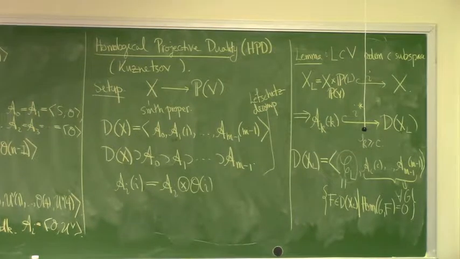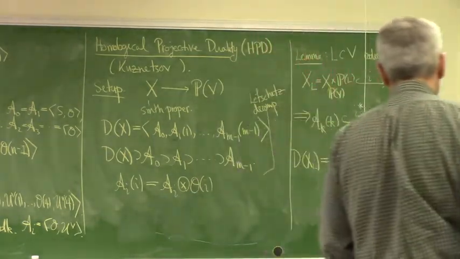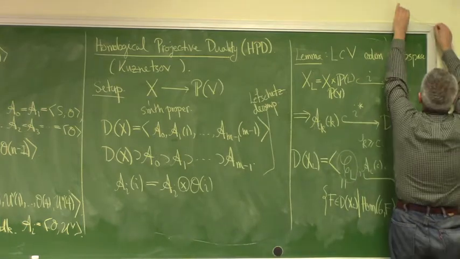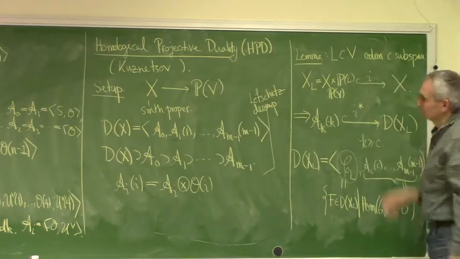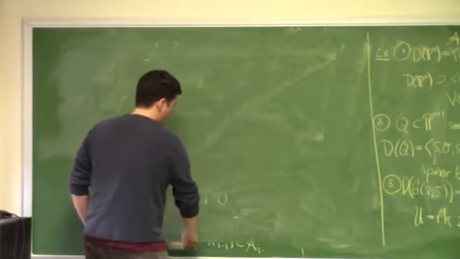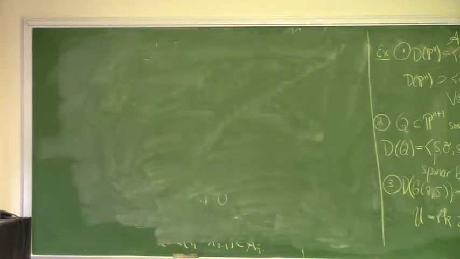So let me now introduce what's called the HPD category. The moral of HPD is that these categories C_L are actually governed by the case where the codimension is just 1. So let's think about, for a second, the case where little c is 1.